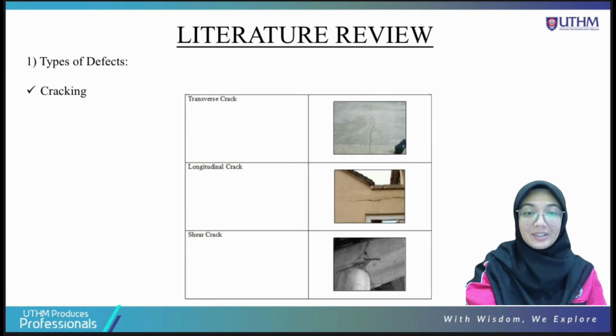Okay, let's move to the literature review. The types of defects, which is cracking. Structural cracks are often characterized by tensile, compression and shear cracks. If any of the structural parts fail to support the imposed tensile load, cracking will develop in the tensile zone. So, the first type of defect is the transverse crack.